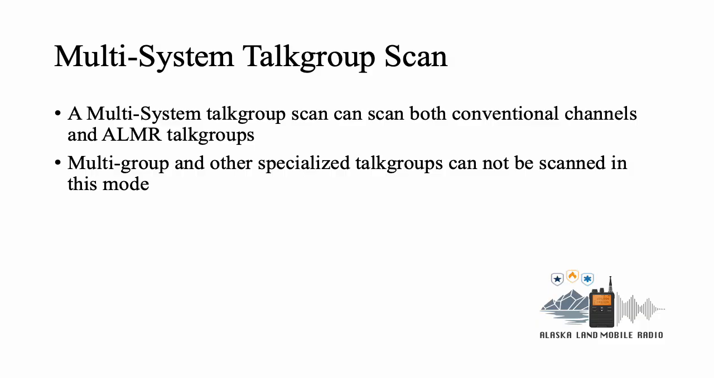Finally, the multi-system talk group scan allows you to scan both conventional channels and ALMR talk groups at the same time. Your scan list can be mixed with these talk groups as well as any simplex or conventional channels. The limit of scans generally refers to the limits of your radio. Keep in mind, in a multi-system talk group scan, there are some specialized talk groups, such as multi-groups, that cannot be included in your scan list.